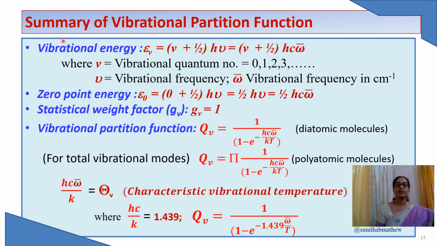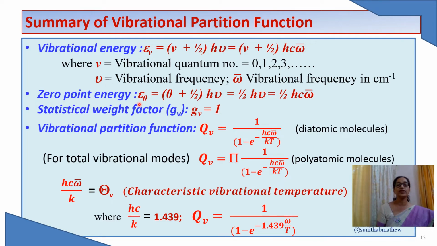Now let's see the summary of the vibrational partition function. Vibrational energy Ev is equal to v plus half h nu, where v is the vibrational quantum number which has values 0, 1, 2, 3, etc. Nu is the vibrational frequency. Nu is equal to c nu bar, where c is the velocity of light and nu bar is the vibrational frequency in centimeter inverse.